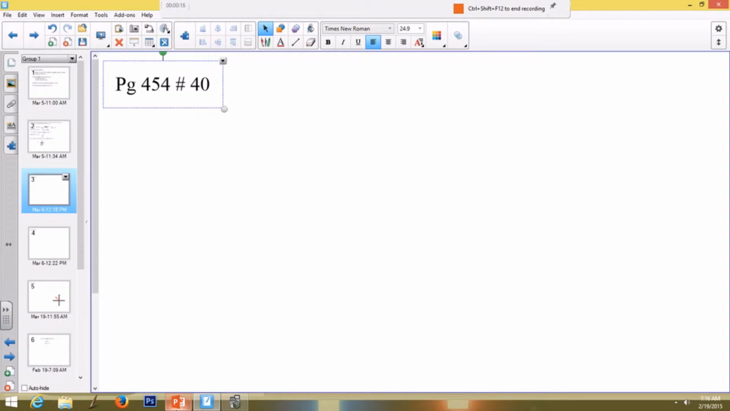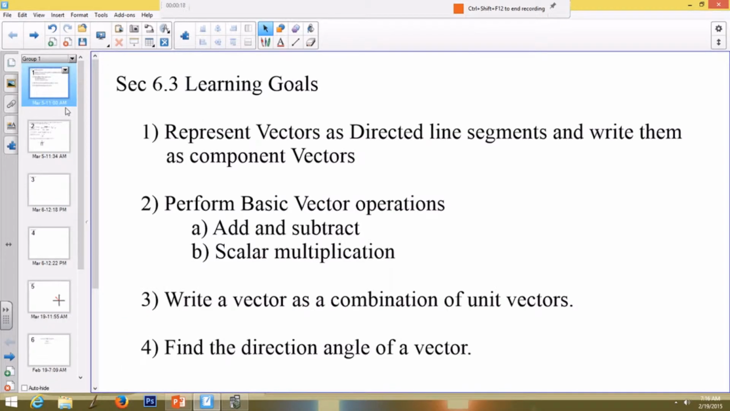Yesterday, we started talking about how we're going to use trig to represent vectors and directed line segments, and we're going to perform some basic operations. I was hoping to finish this up today, but I don't think I'm going to get it finished in under 20 minutes as promised, so I'm going to cut this section up into 3 sections, and we will finish it up on our next day back.